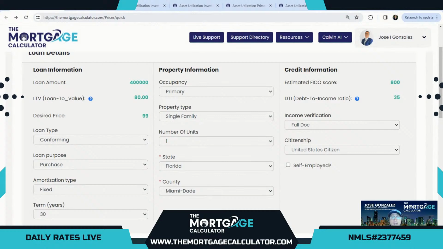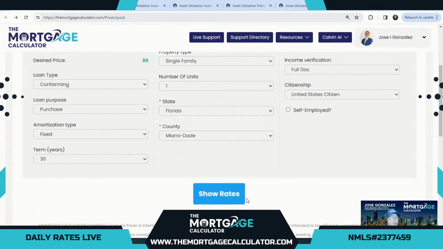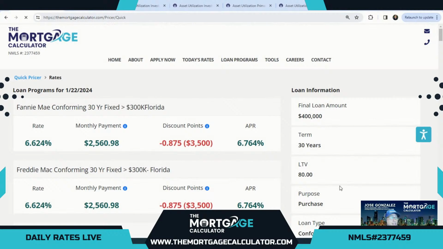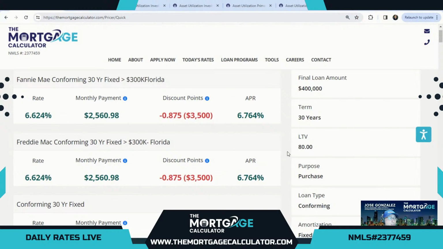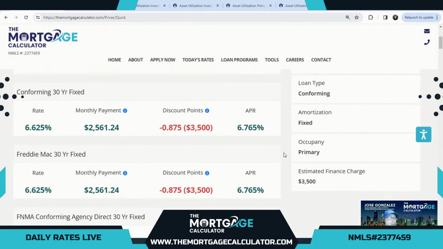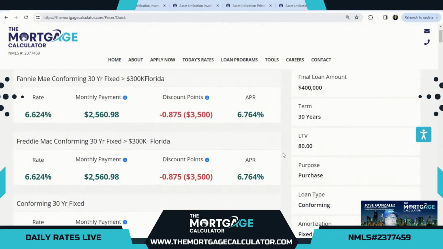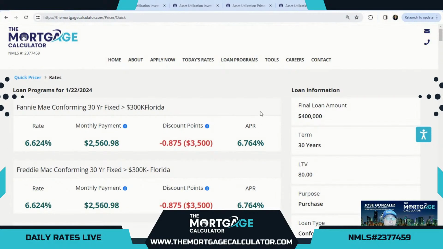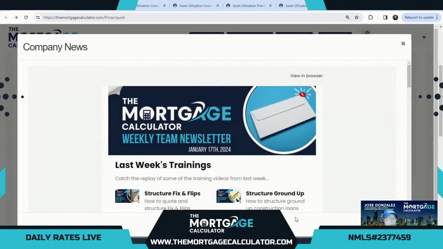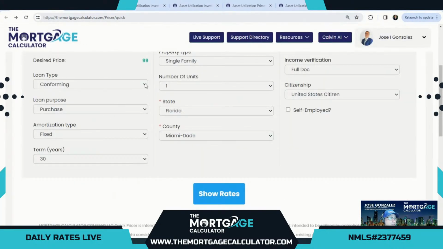Our first option here is conforming loans, 80% LTV. Our price is 99, meaning that we have the borrower paying 1 point loan discount to buy down the rate. So let's see what our conforming rates are doing today. So we have 6.624% with 0.875 is our lowest cost option for our conforming loan, 80% LTV purchase.